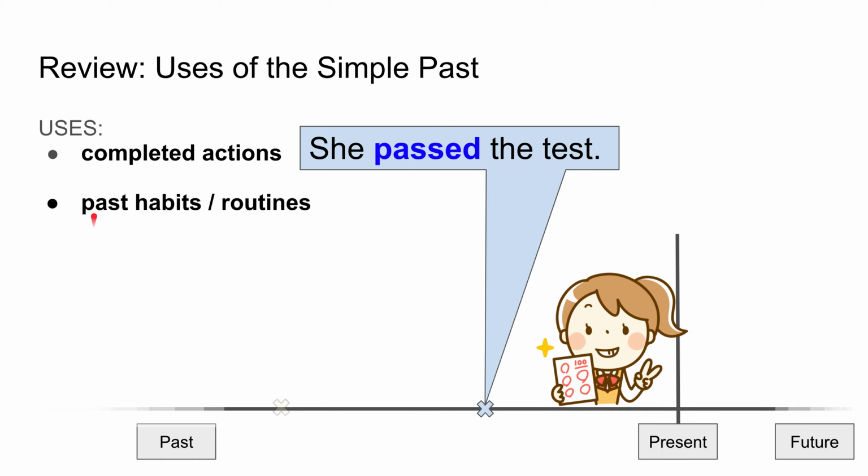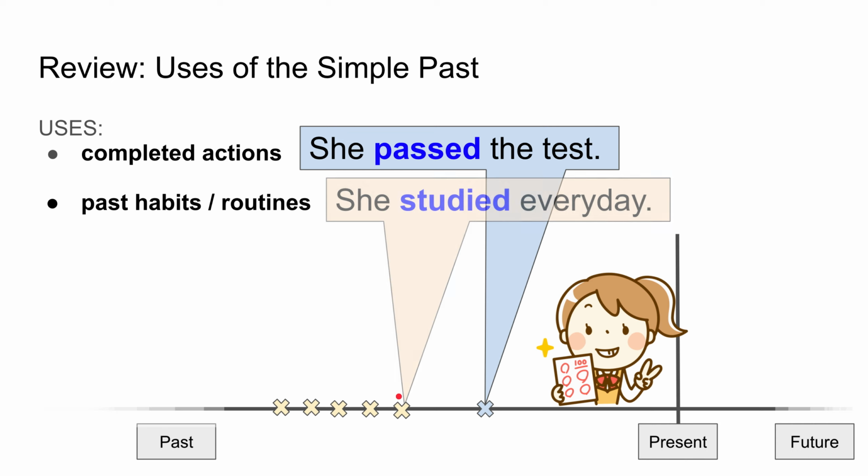The next one is past habits or past routines. These are actions that repeated in the past. For example, she studied every day. This action is a daily repetition. She studied every day, but it's a daily repetition in the past.